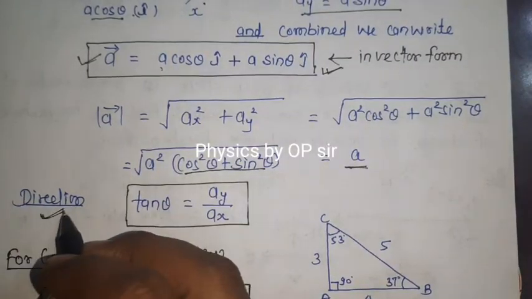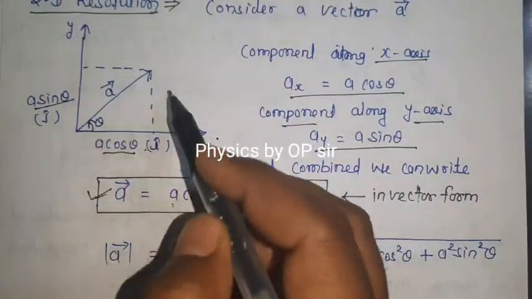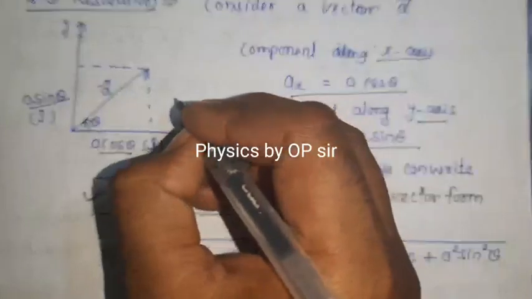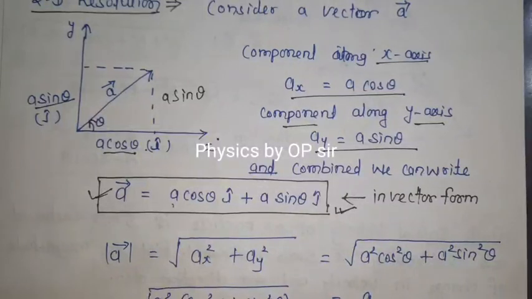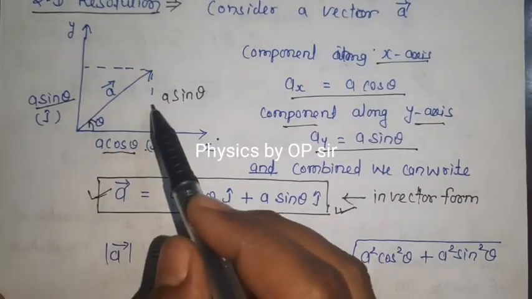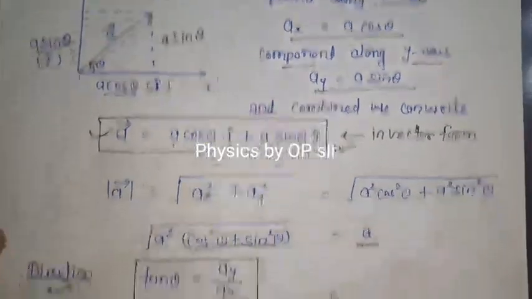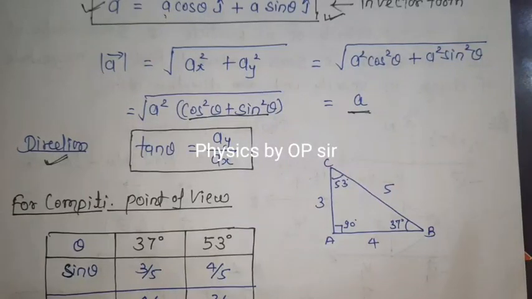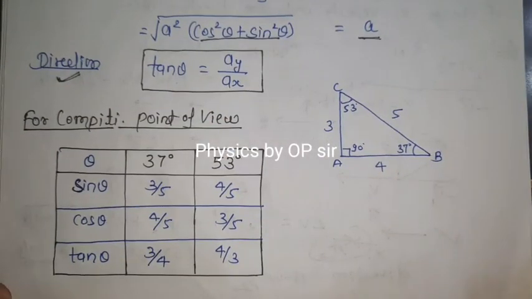If you want to find the direction, how can we find it? We can find it from this diagram. In this diagram we have A cos theta and A sin theta. This is the angle, this side is perpendicular, and this side is base. Perpendicular upon base is tan, so tan theta is equal to Ay upon Ax. Ay is A sin theta, and Ax is A cos theta.